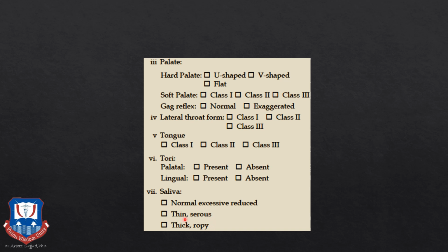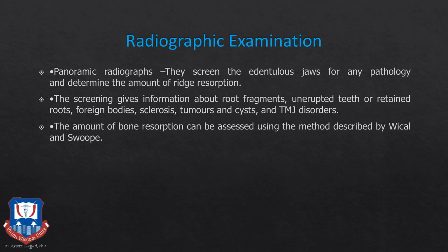Thin and serous saliva is conducive for denture retention and peripheral seal, whereas thick ropey saliva will result in poor retention and soreness of the basal seal. Lastly, coming to the radiographic examination.